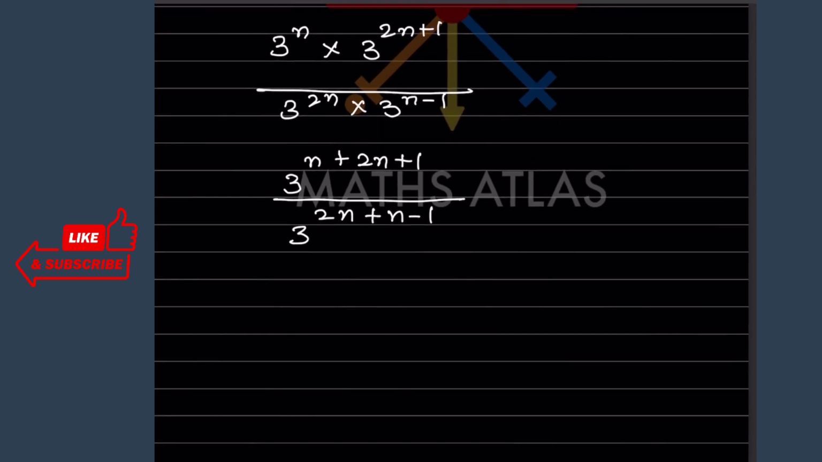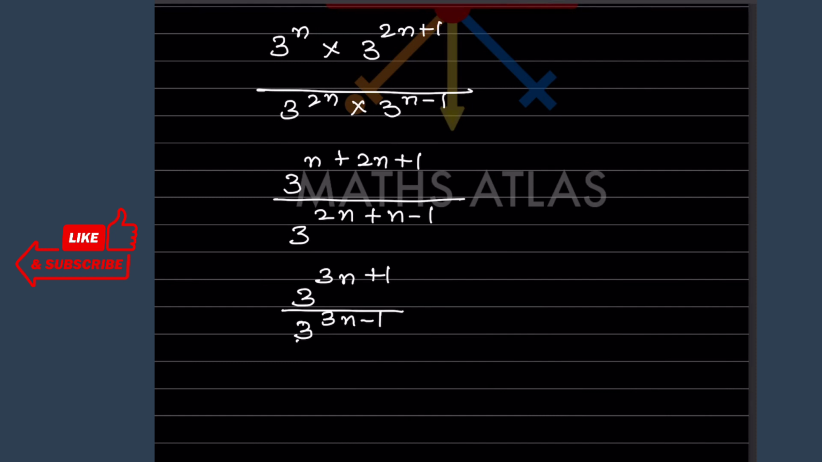After adding these exponents, what we can do? We can take the like terms together. So this is going to be, this is n, this is n. Again, this is n, this is n. So what is that going to be? That will be 3n plus 1, and the denominator is going to be again 3 in this one raised to 3n minus 1.